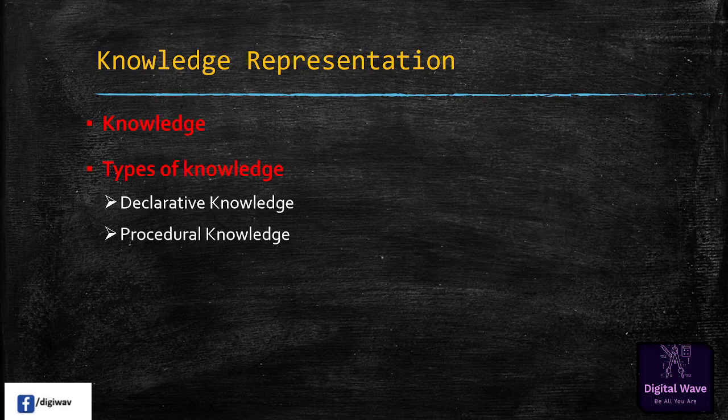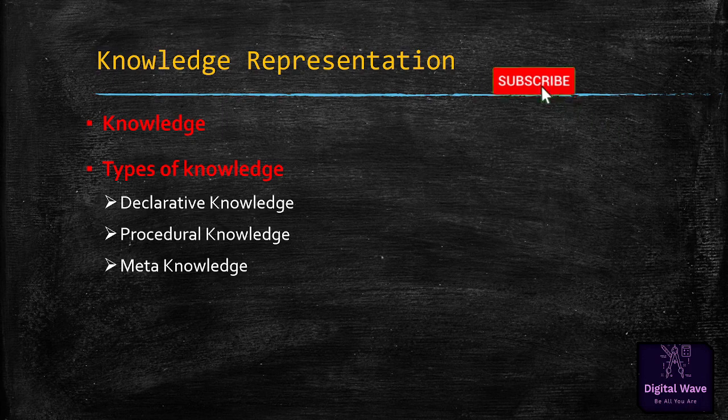The next type is procedural knowledge, also known as imperative knowledge. Procedural knowledge is responsible for knowing how to do something. It can be directly applied to any task, and it includes rules, strategies, procedures, agendas, etc. Procedural knowledge depends on the task to which it can be applied. The next knowledge is meta knowledge, which is knowledge about the other types of knowledge.